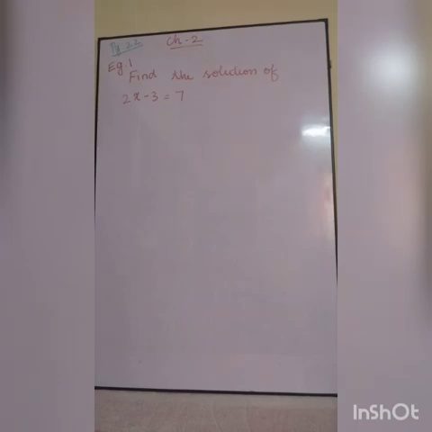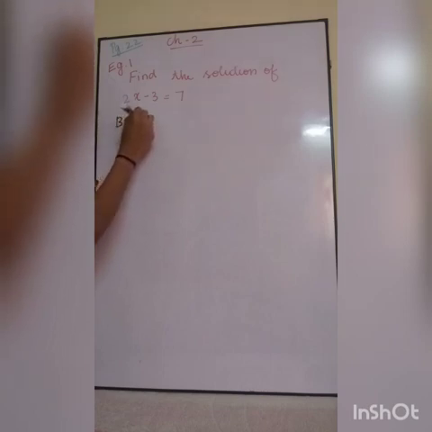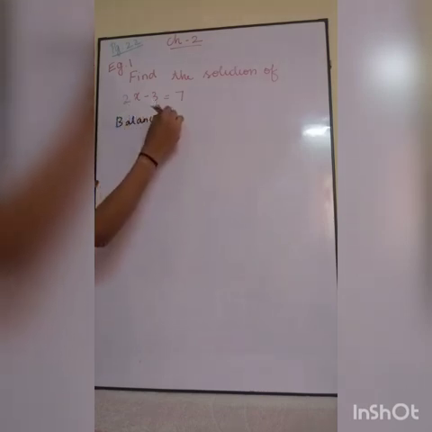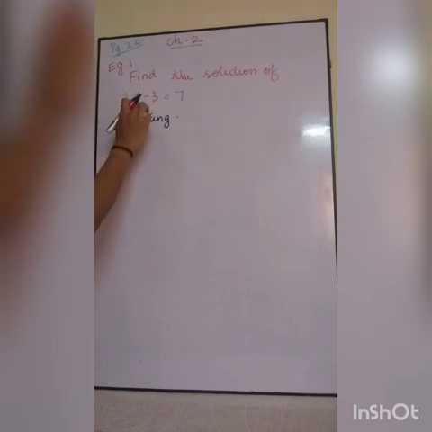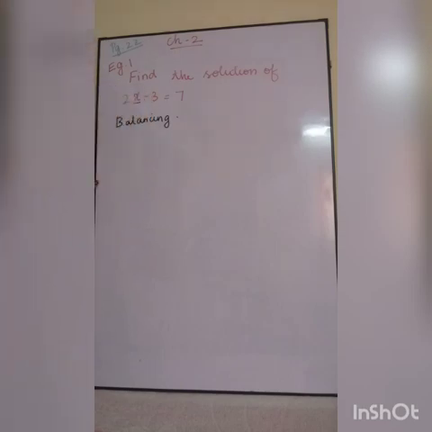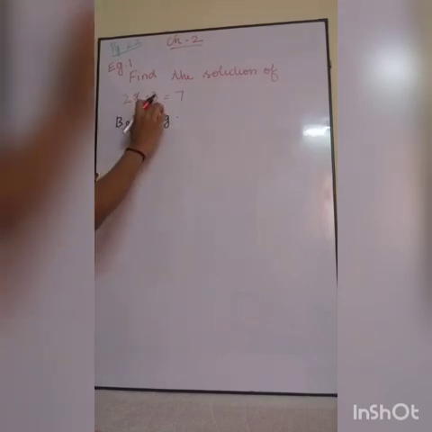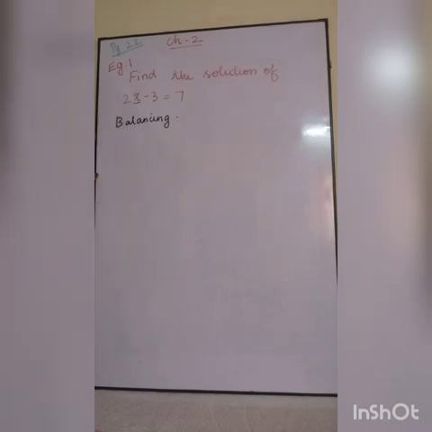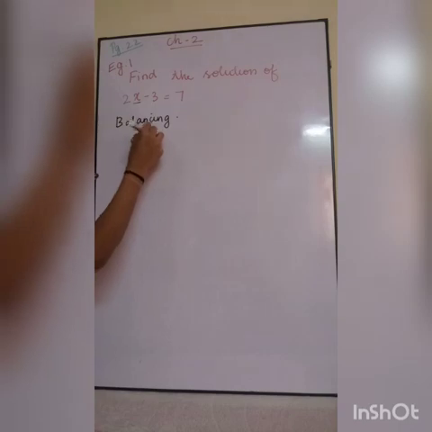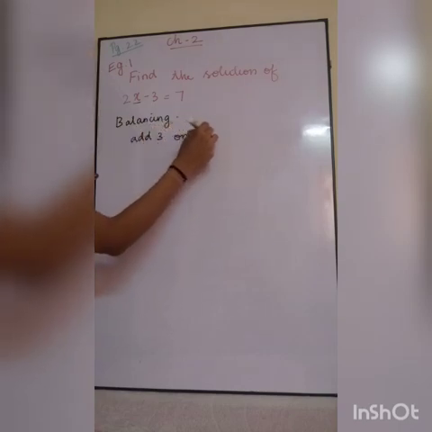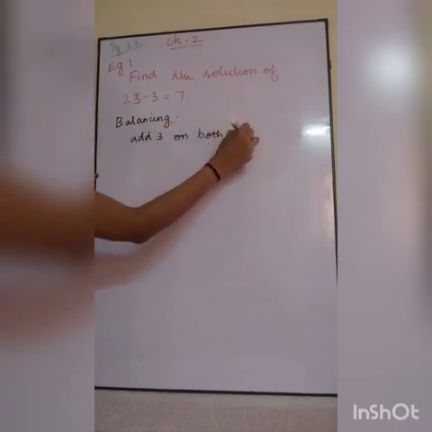Do you remember the balancing method in your last grade? The balancing method is, see, we are going to find this x. So in order to find x, we should eliminate this minus 3 and this 2 also, right? So in order to eliminate this minus 3, we add 3 on both sides.